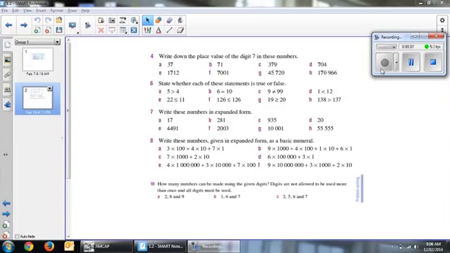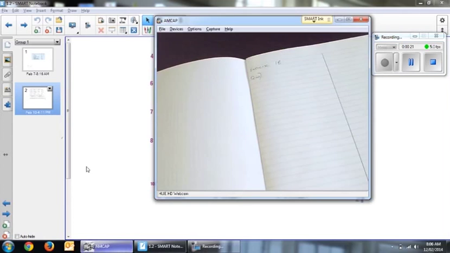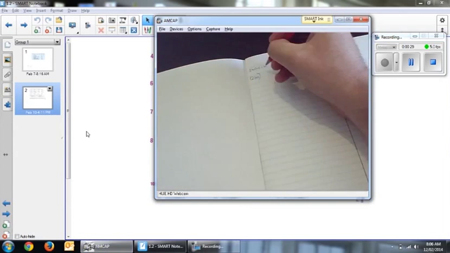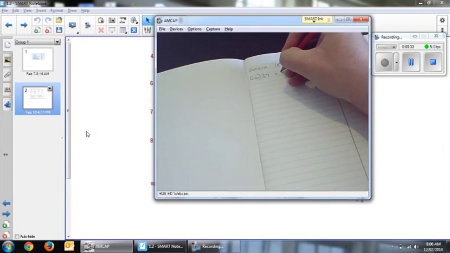Question 4 asks us to write down the place value of the digit 7 in these numbers. Let's have a look at 4a. 4a says 37. In your exercise book, you should have it set out like this. So write exercise 1b, question 4a. Now obviously the number is 37. The unit for this would be 7 ones.